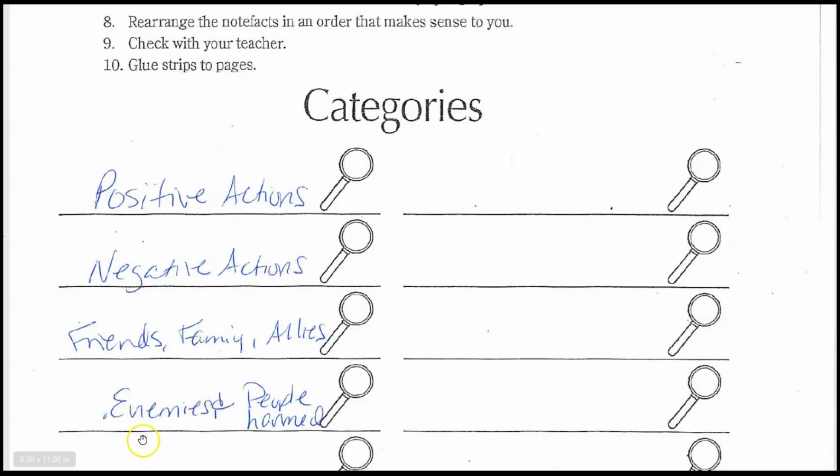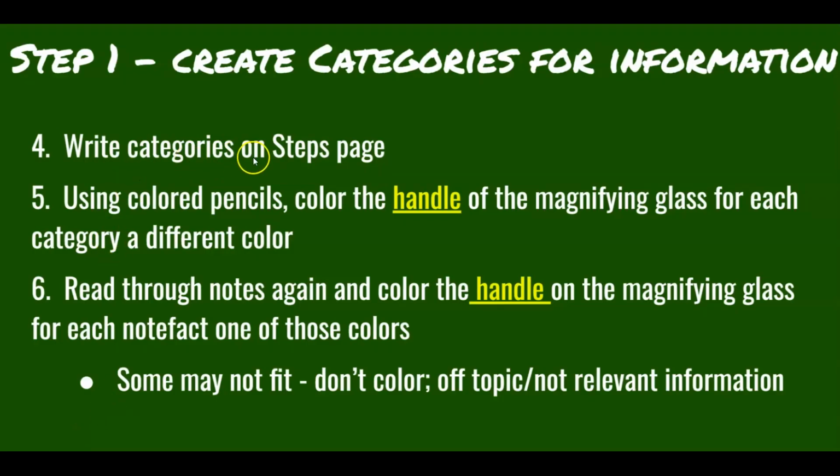Then you're going to color code each one of these, each handle a different color, and you are going to color just the handle of the magnifying glass. Okay, so you're going to write the categories on that page, color code the handles, then you're going to read through your notes again, and you're going to color the handle of the magnifying glass for each note fact one of those colors. Okay, so you can decide which of those categories this particular note fact fits into, and you're going to color code the handle to match.